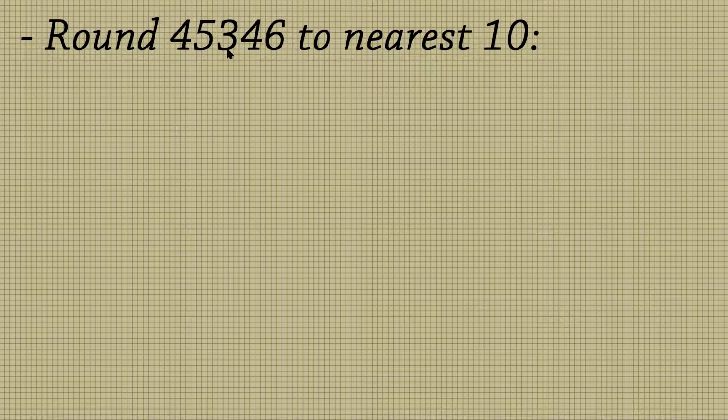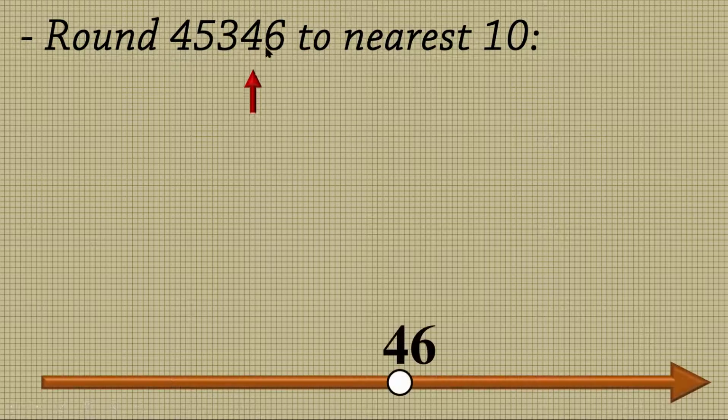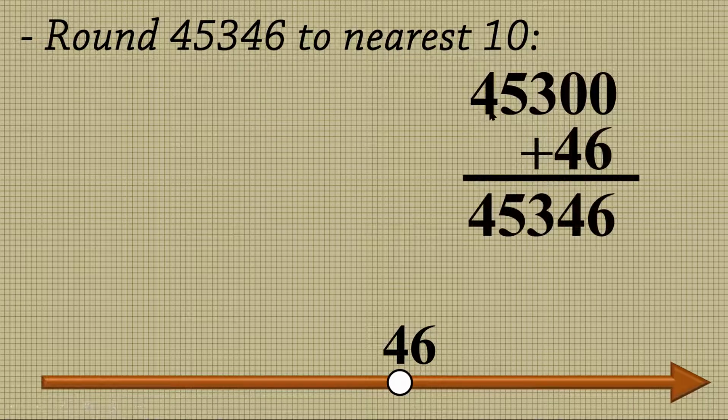Round 45,346 to nearest 10. Nearest 10 means you have to concentrate on the number place of tens. I will remove 46 from the original number and then I put it here. 45,300 plus 46 will give you the original number. In the 46, 6 is extra digit. It's in order of ones.